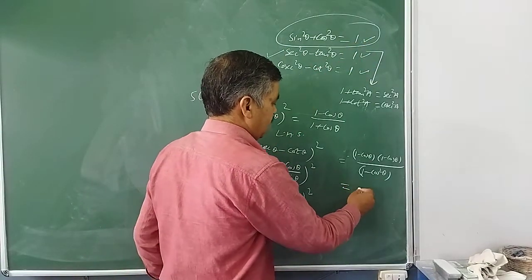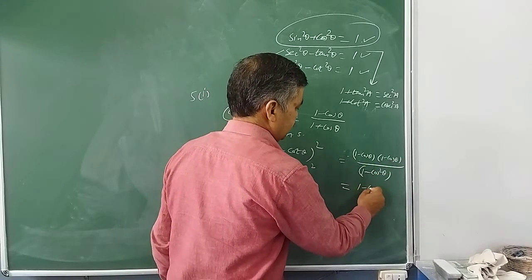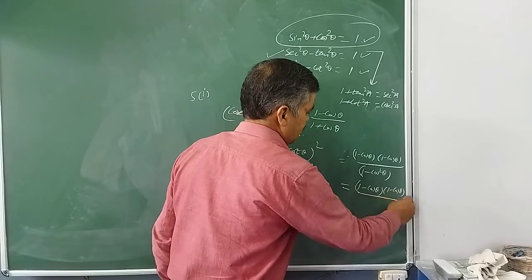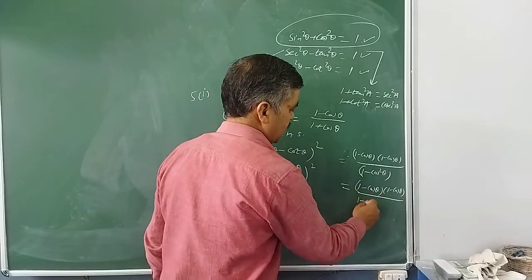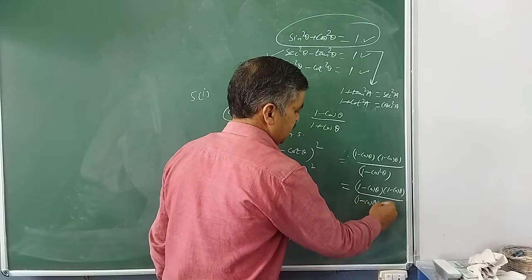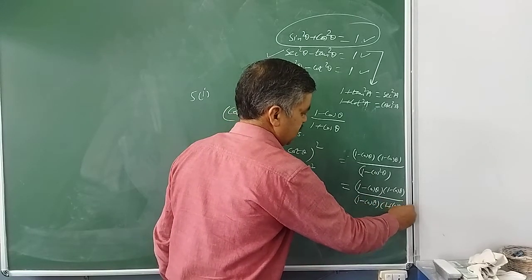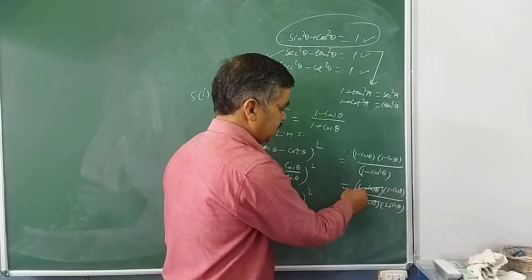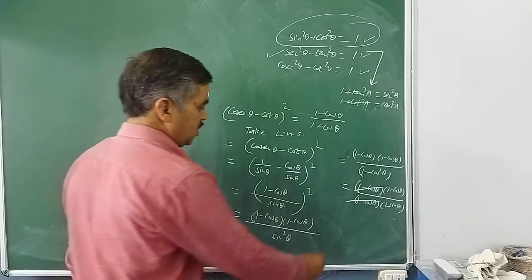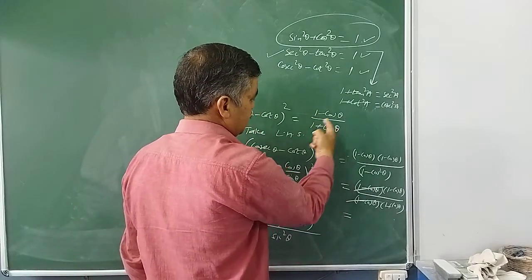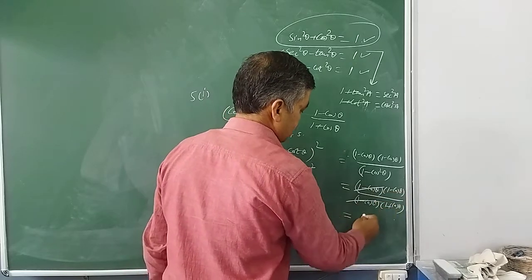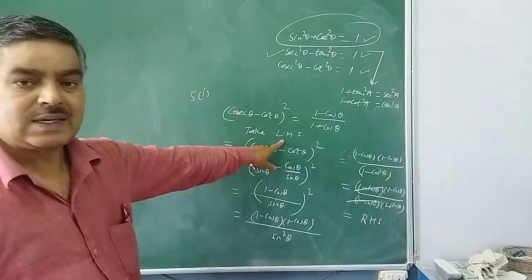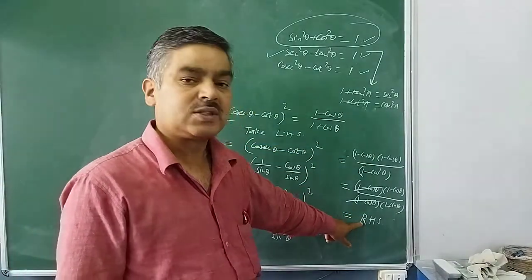So here it is, 1 minus cos theta into 1 minus cos theta. So a square minus b square is what? A minus b into a plus b. So you can just cancel 1 minus cos with 1 minus cos. What are we left with? 1 minus cos theta upon 1 plus cos theta. That is your right hand side. So I started with the left hand side and I am finishing at the right hand side.